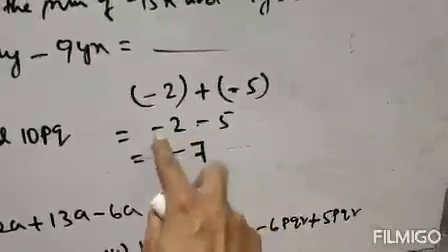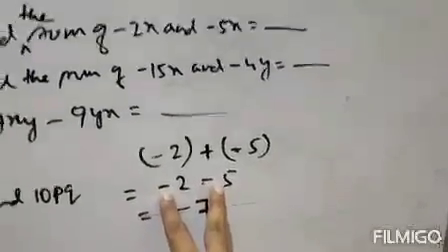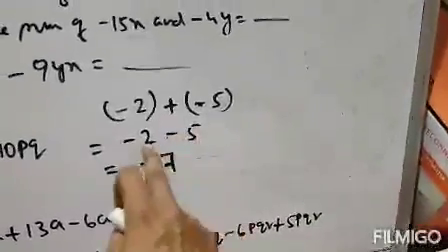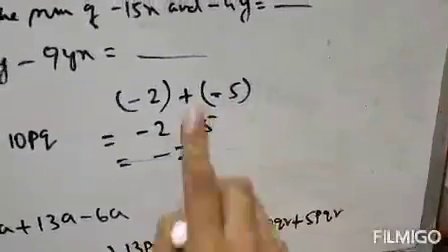Next, the 2 operation is minus. When 2 operation is minus, the resultant operation is plus. That means we will add this 5 and 2 as the resultant operation is plus. So we will add these 2. So 5 plus 2 becomes 7.